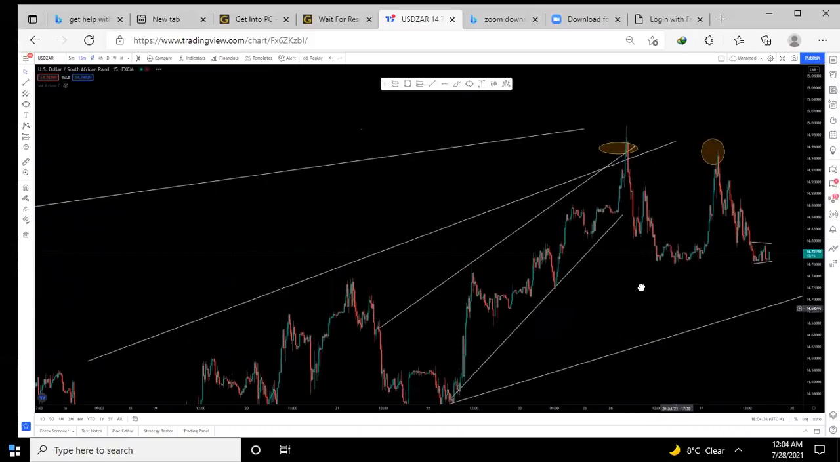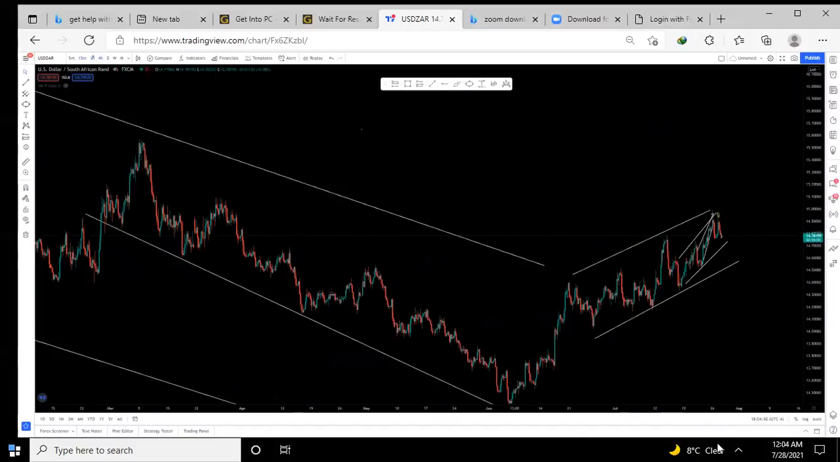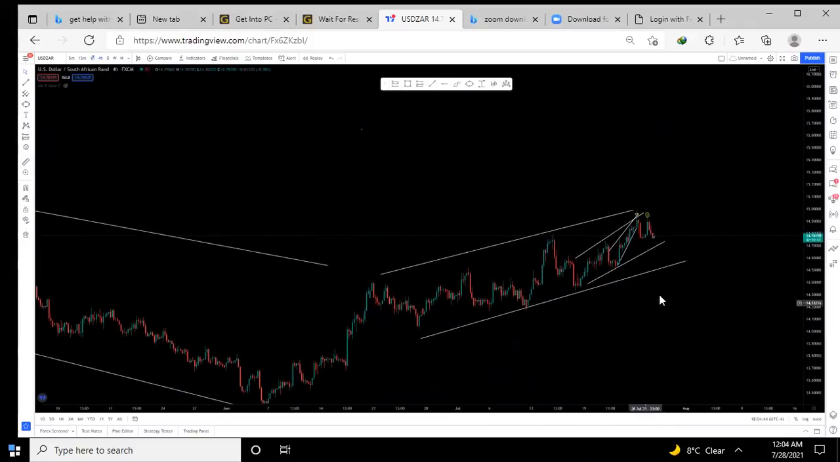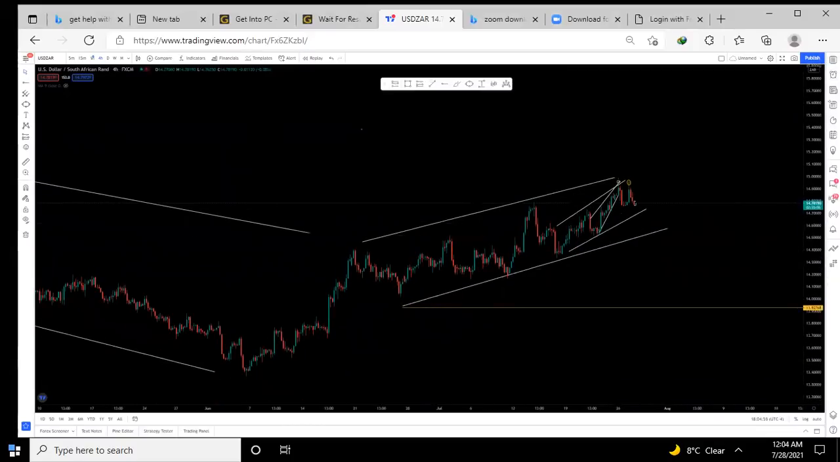Don't just trade for the sake of trading. Wait for the setup to play out. Check if it's going to do what you say it will. But then here I'm expecting a reversal, a small reversal on USD. I'm expecting it to reach somewhere there.